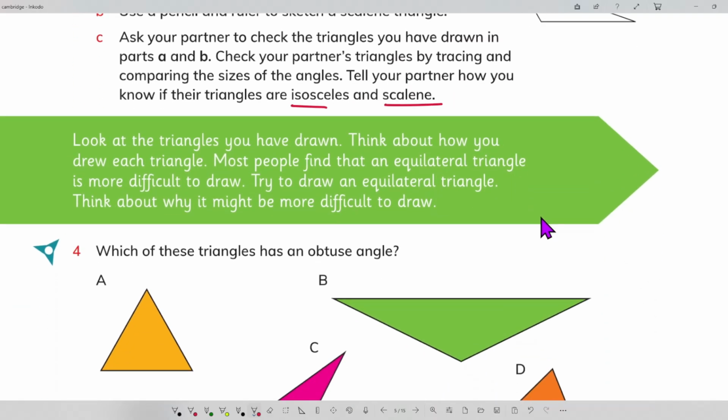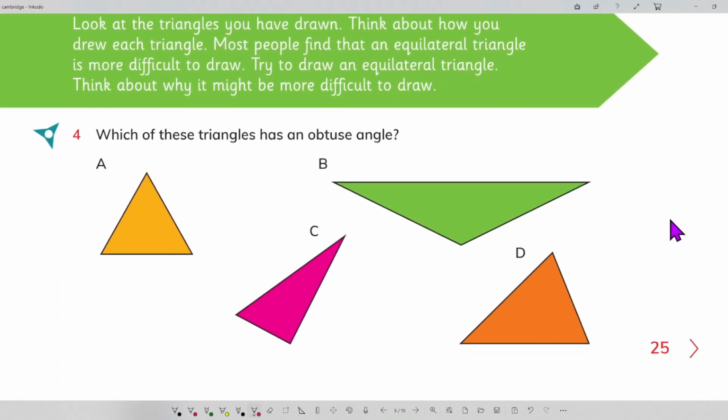So number 3 done. Number 4: which of these triangles has an obtuse angle? So what does this mean? If an angle is greater than 90 degrees, in that case we should say it is an obtuse angle. So which one?